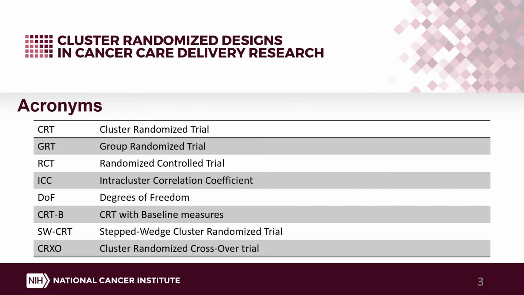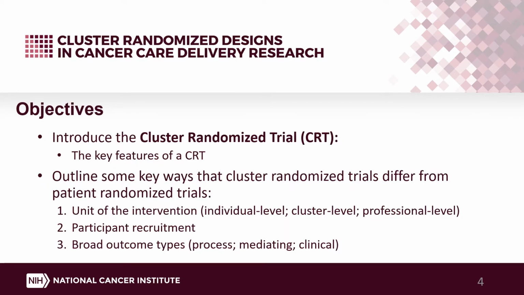So here are a few acronyms that we're going to use throughout this session. They're just here for your reference. So what I want to do in this session is to introduce the cluster randomized trial, think about some of its key features, and then go on to outline some of the key ways that cluster randomized trials differ to patient randomized trials. And so to this end, I'm going to think about what the unit of the intervention is at the level of the individual, the cluster level, or the professional level. Think about participant recruitment, and then think about different types of outcome types, including process outcomes, mediating outcomes, and clinical outcomes.